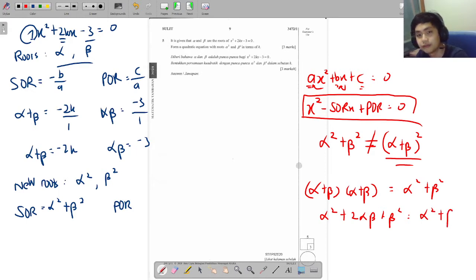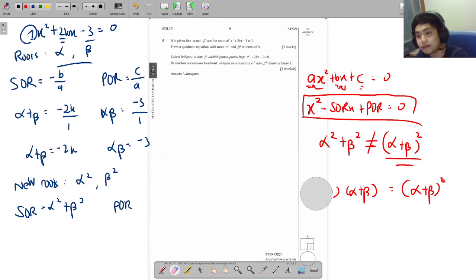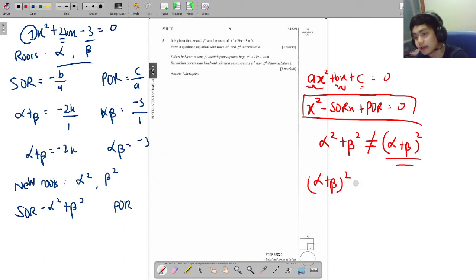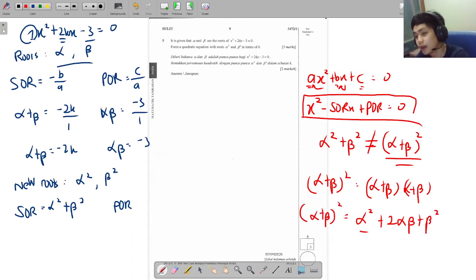Oh sorry, my mistake. I shouldn't have written this. So to make it a bit easier to see, I'll write it from left to right. (alpha plus beta) squared is (alpha plus beta) times (alpha plus beta). So from here we have alpha squared plus 2 alpha beta plus beta squared, and this is equivalent to (alpha plus beta) squared.